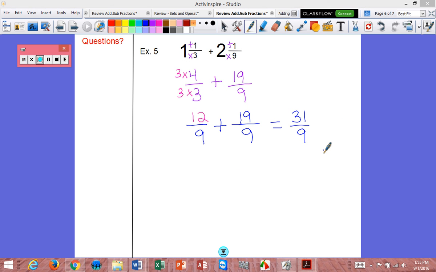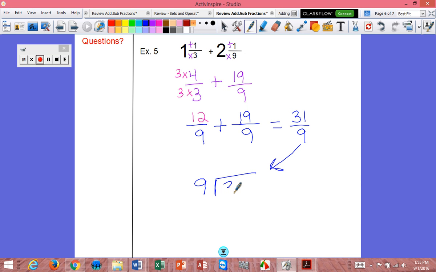Alright, normally whenever we operate with mixed numbers, you're normally going to see your answer look like this, like an improper fraction. So we're going to have to take that and change it back into a mixed number. So like I say, top dog goes in the house, so that means it would be like 31 divided by 9. 9 would go into 31 3 times, which is 27, and we would have 4 left over.